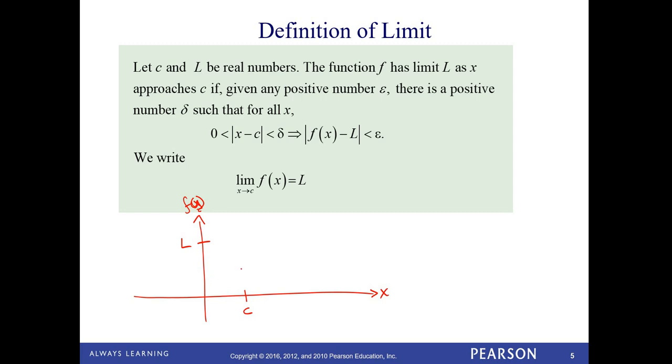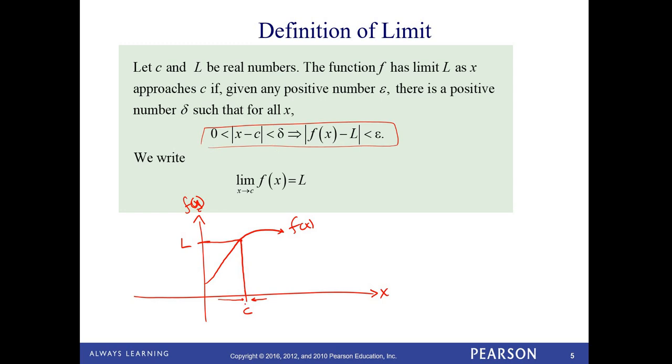All right, so I have a function that is doing something like this, and as we get closer and closer to C, moving along the x-axis, we get closer and closer to L. So this is my function f of x. The limit of this function as x approaches C, as we get closer to C from either direction, is L. That's what this is saying.